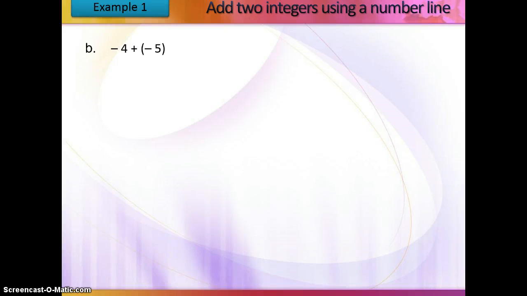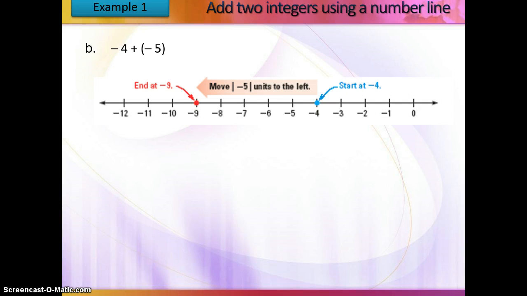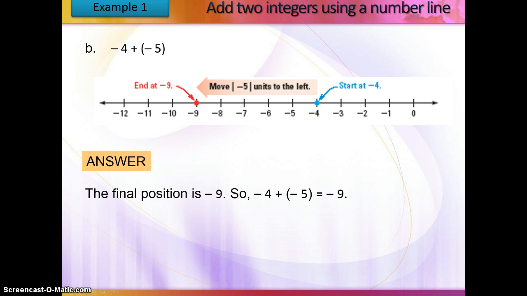Example B, negative 4 plus negative 5. So we begin by plotting negative 4 on the number line. So here it is in blue. We are adding negative 5, so from the blue dot, we're going to move 5 units to the left. And then that leads us to negative 9. So negative 4 plus negative 5 is negative 9.